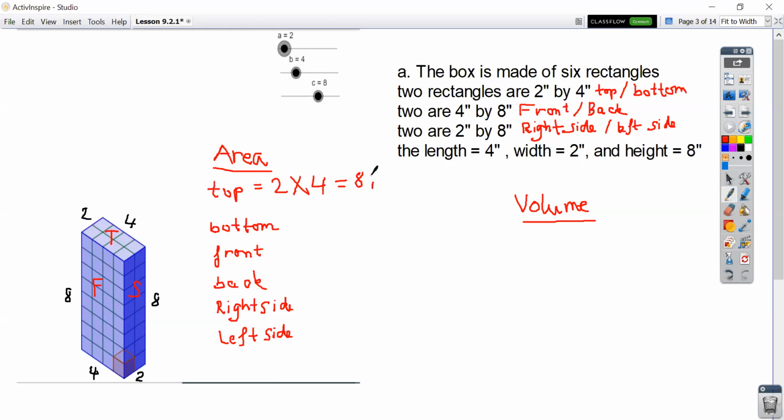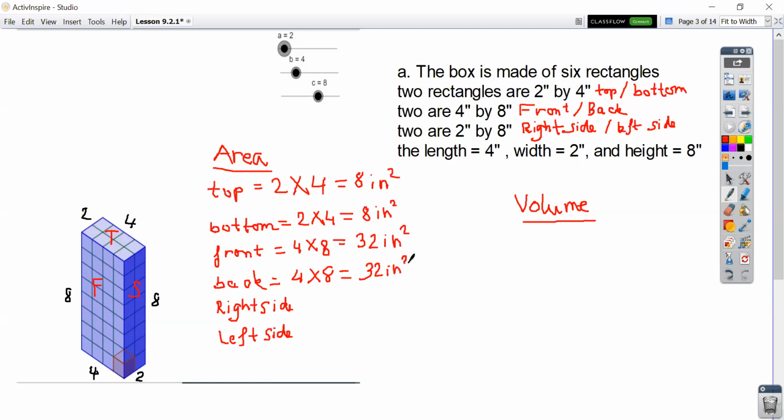I'm going to put it down: inches squared. The bottom, 2 by 4, is the same answer, 8 inches squared units. Now take a look at the front. The front is 4 by 8. 4 times 8, you get 32 inches squared units. The back and the front are identical, so you have the same answer: 4 times 8 equals 32 inches squared units.